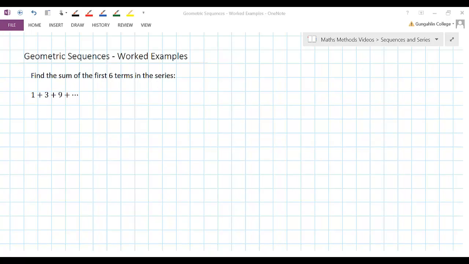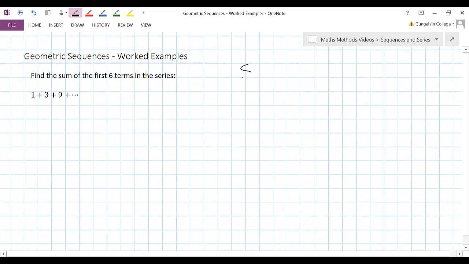Our final examples will all revolve around the sum of a series, geometric series, and pretty much all of these revolve around the sum to n terms of a series formula, which looks like this: Sn is equal to a(r^n - 1) divided by r - 1.